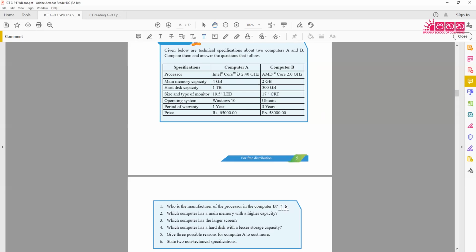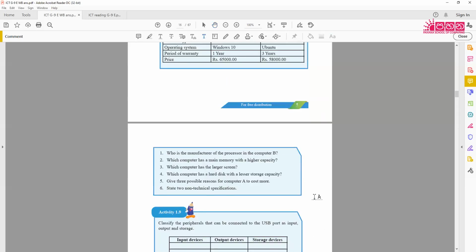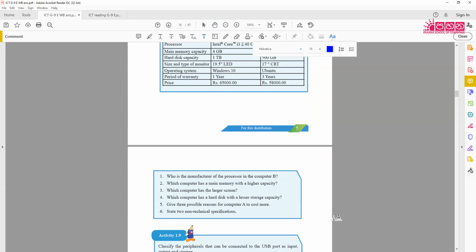AMD processor. So we can say this is AMD processor. So you can say AMD. Right. Anyway, good. The next one.